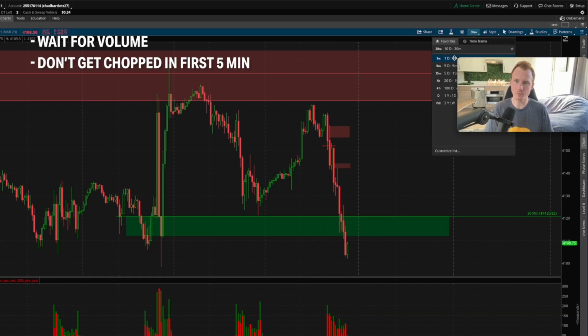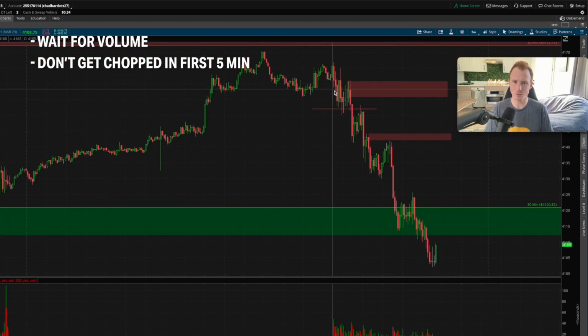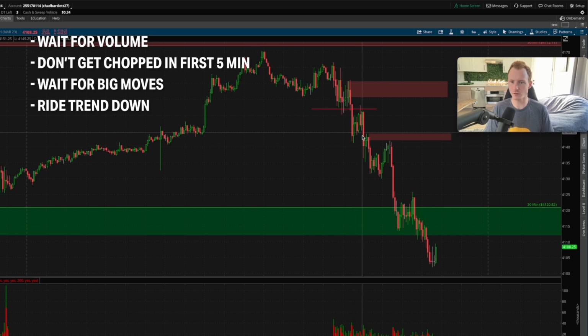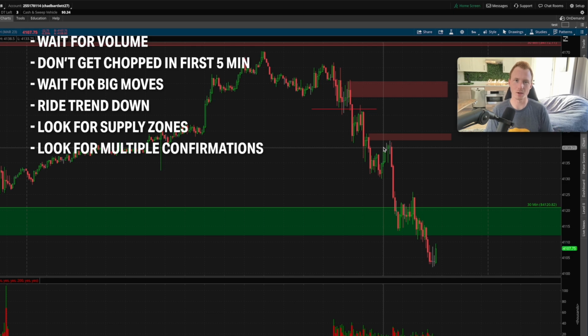Don't get chopped up in the first 5 minutes or the first hour of the market where it's just super choppy. This tells me it's more of a balanced market. Wait for some big moves to come in and then ride the trend down, right? Wait for the trade to come to you, ride the trend down. Look for those supply zones and look for those multiple confirmations. All right, so I hope you enjoyed this video on the exact strategy I used to make over 100% day trading SPY put options.